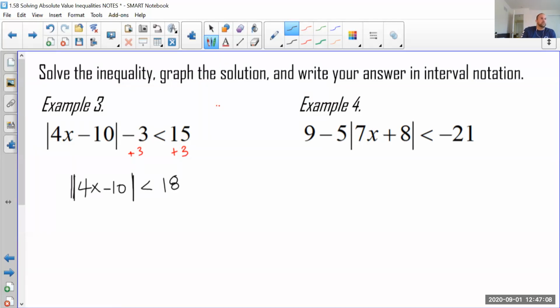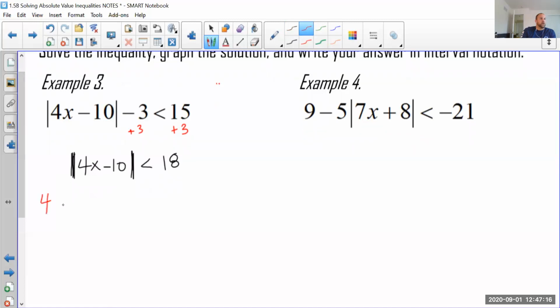All right, so get that absolute value by itself. Once the absolute value is by itself, now I can set up my two inequalities. So now I can say 4x minus 10 is less than 18. We need to think about if it's an "and" or an "or" problem. So I look here. Okay, that's less than. So that's an "and" problem. So "and" second inequality, 4x minus 10 is greater than, flip your sign, -18.